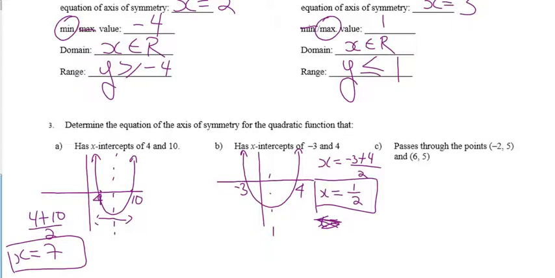Okay, passes through the points. How are we going to do this one? Same idea, right? What we need is points which are equidistant from the middle, right? So if it's intercepts, well, we know, okay? Basically, they have the same y value. They're on the same horizontal line. As long as the points are on the same horizontal line, the axis of symmetry will be right in the middle of them. So these points here at negative 2, 5 and 6, 5 are on the same horizontal line, right?